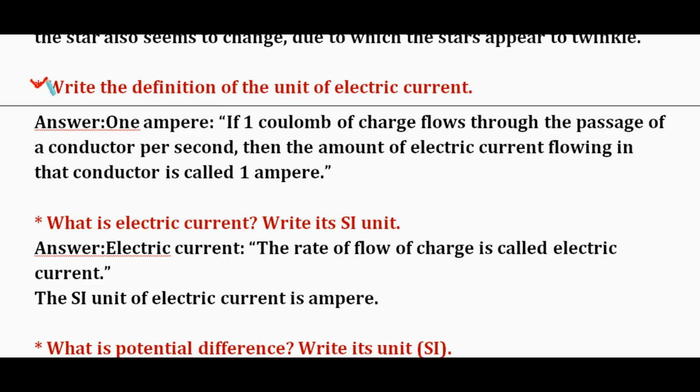Next question. Write the definition of unit of electric current 1 ampere. If 1 coulomb of charge flows through a conductor per second, then the amount of electric current flowing in the conductor is called 1 ampere. Next question. What is electric current? Write its SI unit. Electric current is the rate of flow of charge. The SI unit of electric current is ampere.